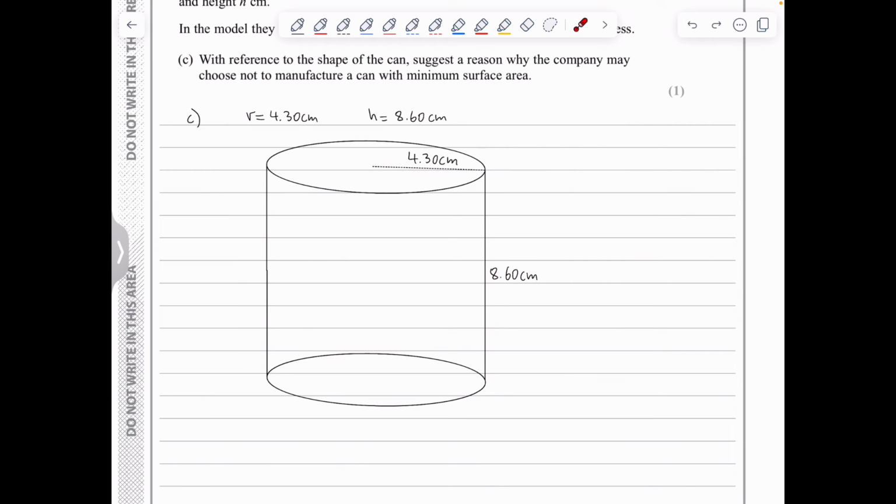Now usually cones tend to be taller than they are wide, and it also seems here that this cone will be too wide for its height, so that's an acceptable reason. Another acceptable reason would be that cones are taller than they are wide.